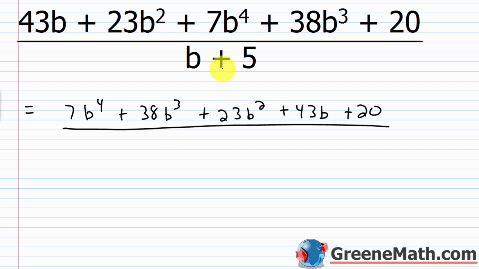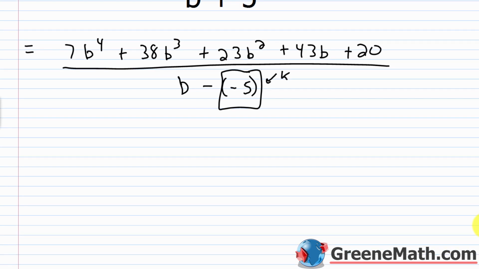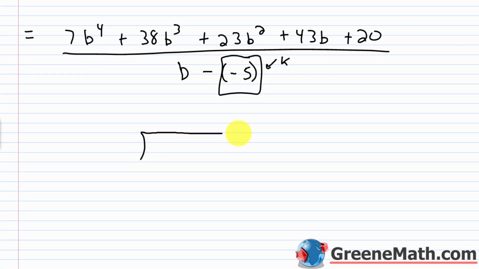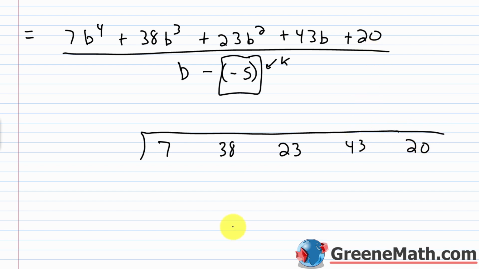Again, I want this to be in the format of x minus some value. So I can change this to b minus a negative 5. This is my value for k. This is what I'm going to put to the left of that long division symbol when I do my synthetic division. Let's make our long division symbol. And we're just going to use our numerical information. So we've got a 7, we've got a 38, we've got a 23, we've got a 43, and we've got a 20. All right, so that's set up.